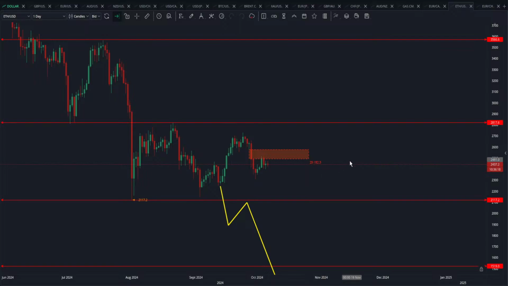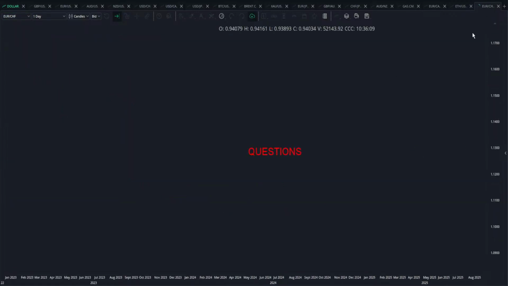Ethereum, just like Bitcoin, it is failing at the fair value gap. There is a potential of falling back to 2117 fast and very fast.